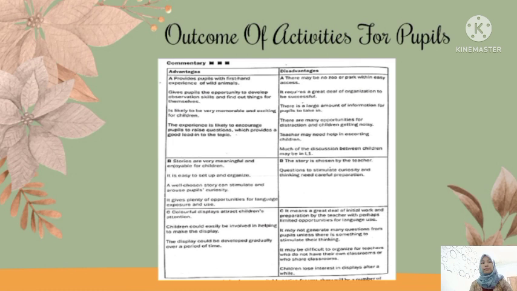Then for the disadvantages of point A, there may be no zoo or park within easy access. It requires a lot of organization to be successful. There is a large amount of information for pupils to take in. There are many opportunities for distraction and children getting naughty. The teacher may need help in escorting children, and much of the discussion between children may be in L1. There are also advantages and disadvantages for point B and point C, as you can see in the table.